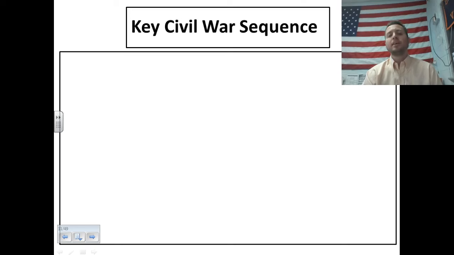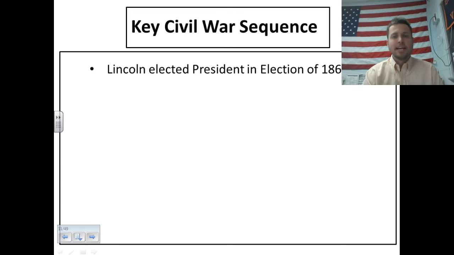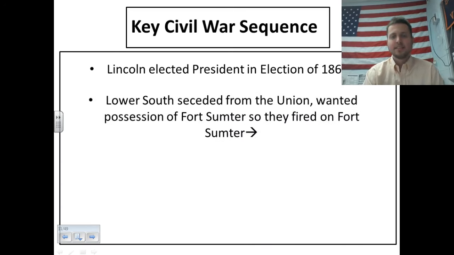Next one, please put key Civil War sequence. This is the sequence where Bobo gets loose. Got to remember this sequence. You guys ready? Here we go. Lincoln elected president in 1860. Write that. Lincoln elected president in 1860. So we just said what happens. What happens next? The lower South seceded from the Union.